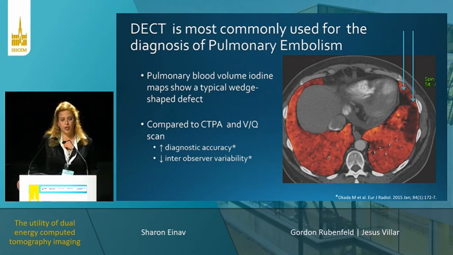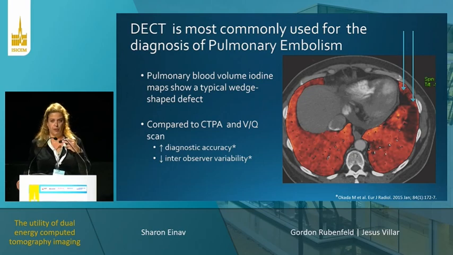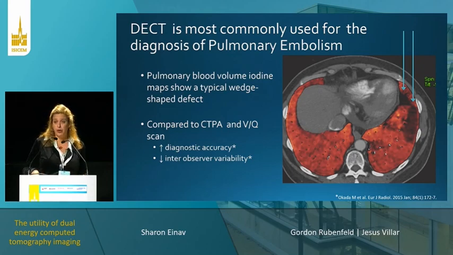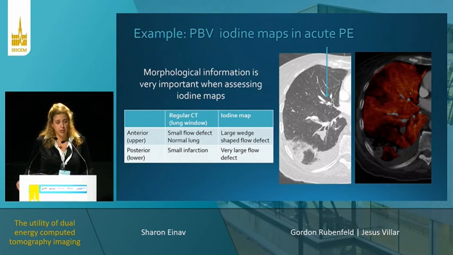Compared to CT angio with our typical VQ scan, the diagnostic accuracy is higher and the inter-observer variability is actually lower using dual energy CT, which is kind of interesting. This is really all emerging data.